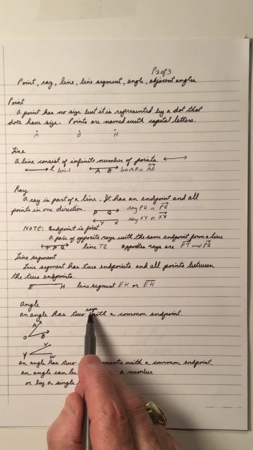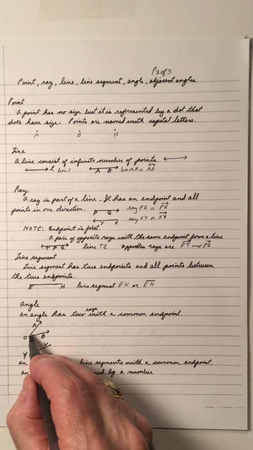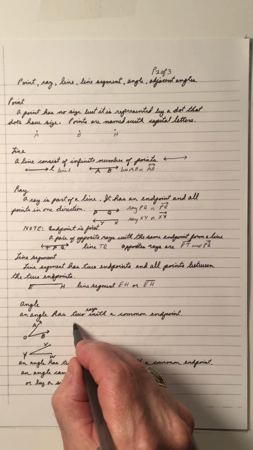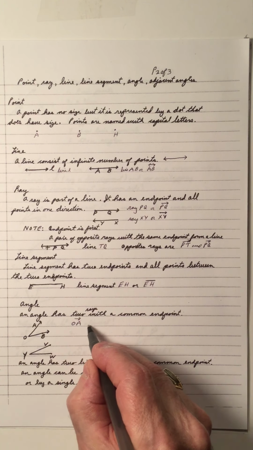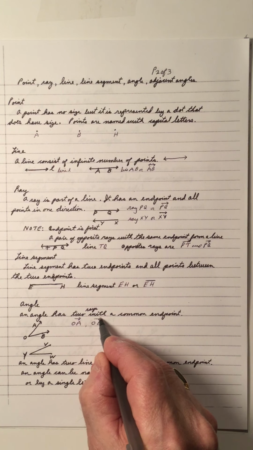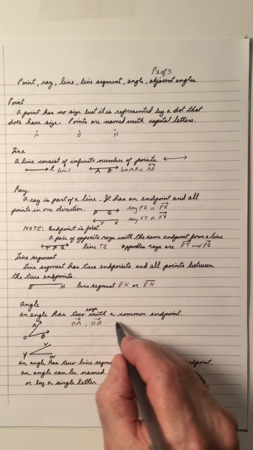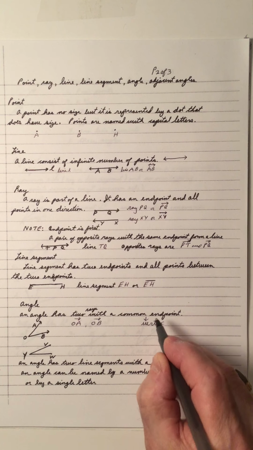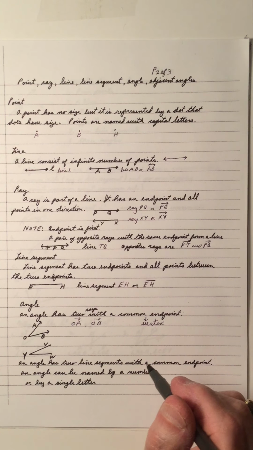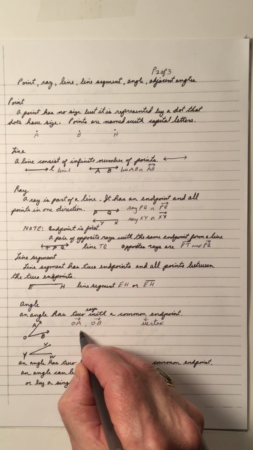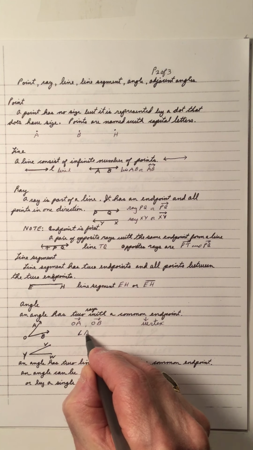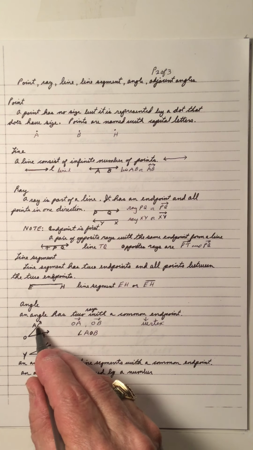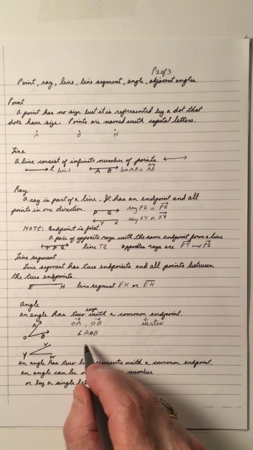An angle. An angle has 2 rays with a common endpoint. So an angle has 2 rays, the ray OA and the ray OB, and the common endpoint is called its vertex. The common endpoint we say is the vertex. So 2 rays moving out from a common endpoint form an angle, and we name this angle as angle AOB. And notice that the vertex is in the middle. AOB, the vertex when you look at an angle.